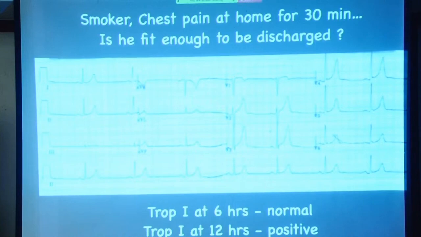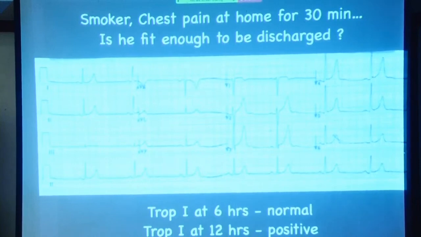Now, if you feel that this symptom is going to be significant, then a troponin at the end of 6 hours may not be enough. If it's normal, you need to keep him in the casualty. You need to at least admit him for 12 hours and repeat a troponin. If this turns out to be negative, then probably you could say that this is less likely to be coronary artery disease, and it's also good to have a treadmill evaluation done at some point for this particular patient.